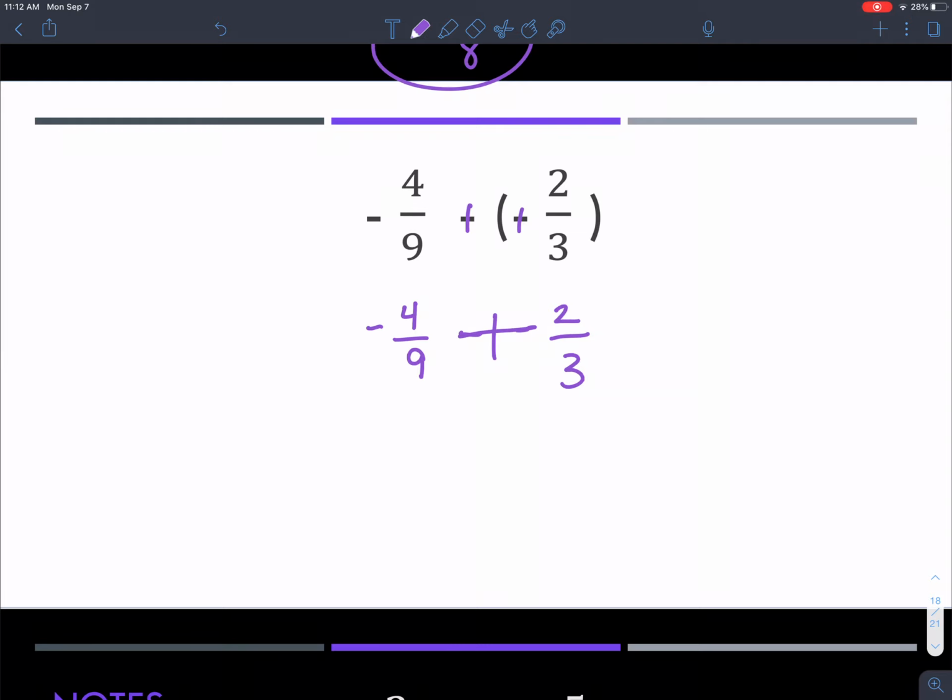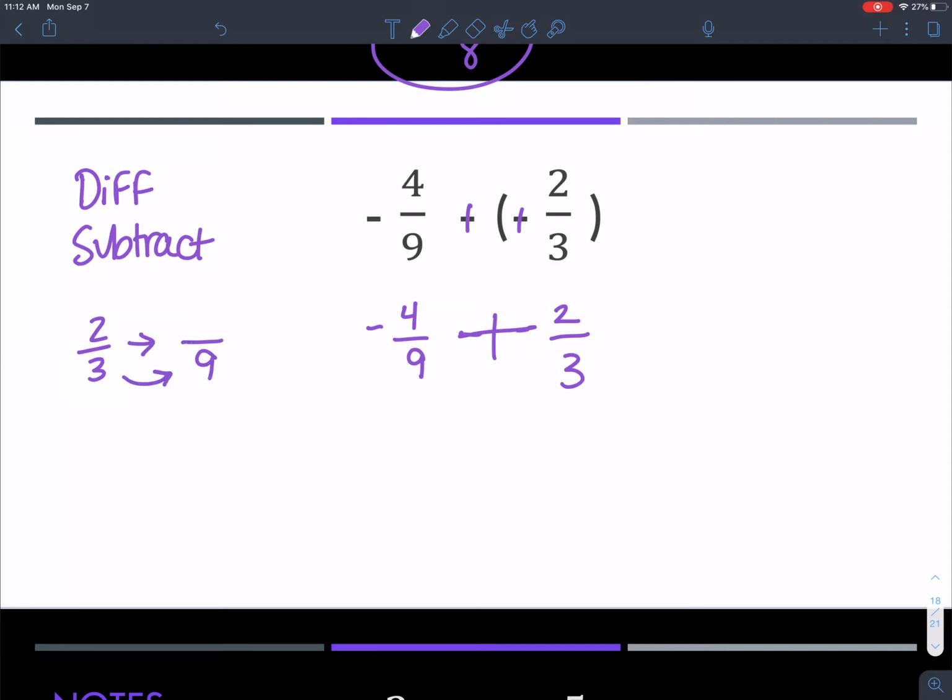And now that we have our addition problem set up, we have negative 4/9 and positive 2/3. So we can look at that like those signs are different. And we're going to have to subtract them. Like we said, we can't just subtract 4/9 minus 2/3 because they don't have common denominators. So what we're going to do is change that 2/3 into 9ths. So I need to change 2/3 into 9ths.